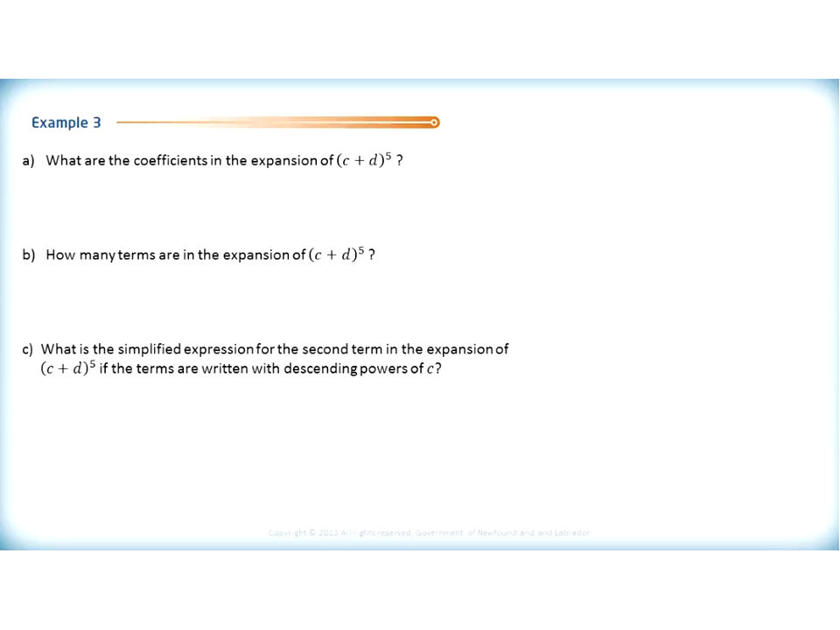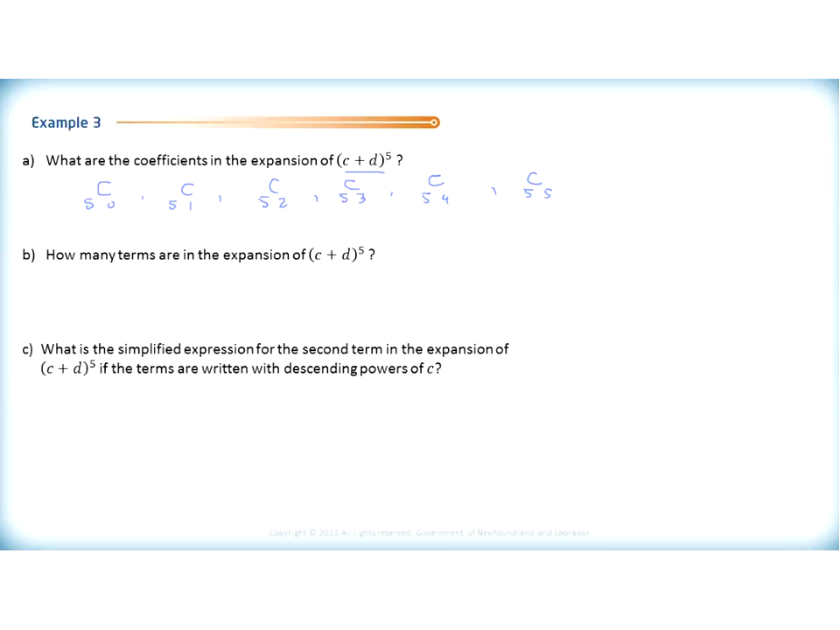Here we go. What are the coefficients of the expansion (c + d) to the power of 5? Only looking for the coefficients here. C(5,0) will be your first coefficient. C(5,1) is going to be your second coefficient. C(5,2). C(5,3). C(5,4). And C(5,5). There are your 6 coefficients for the expansion (c + d) to the power of 5.